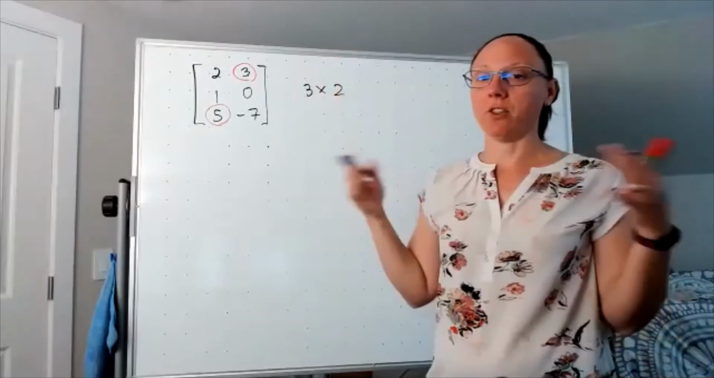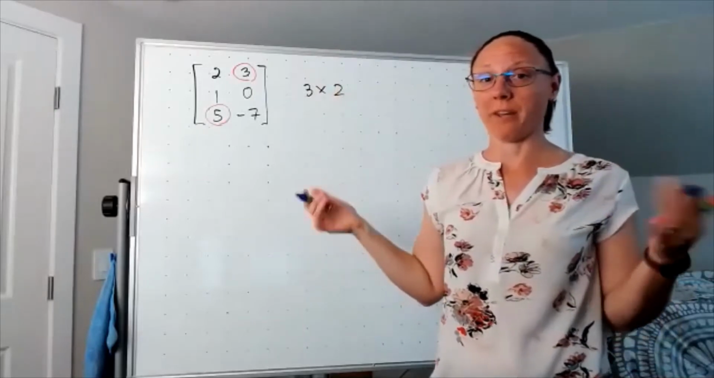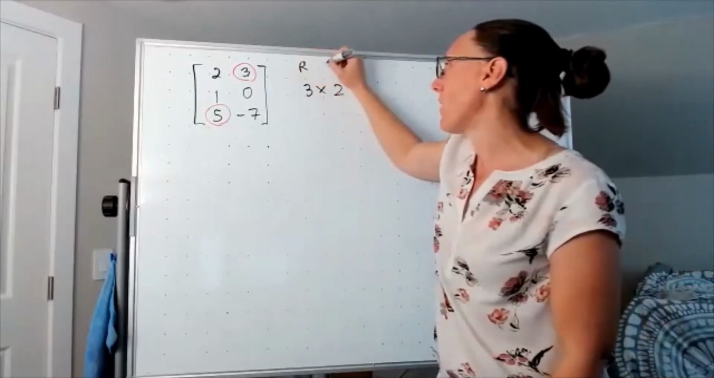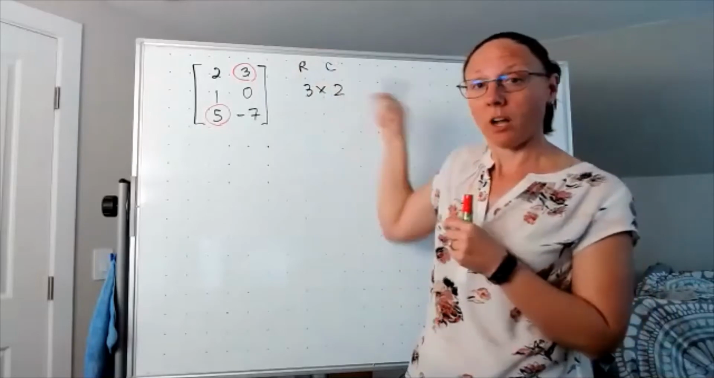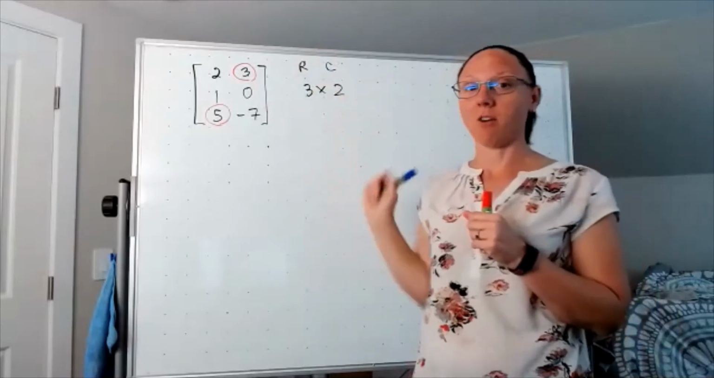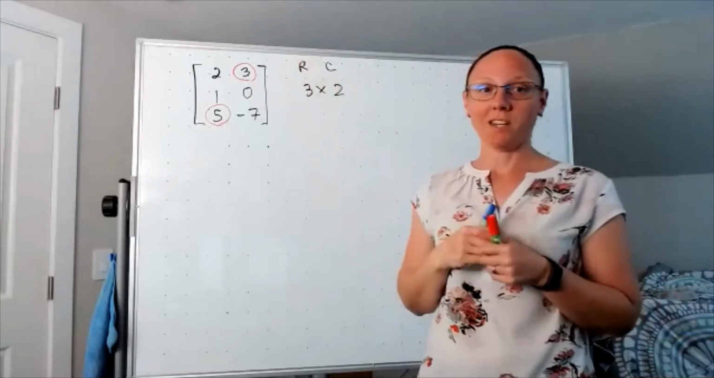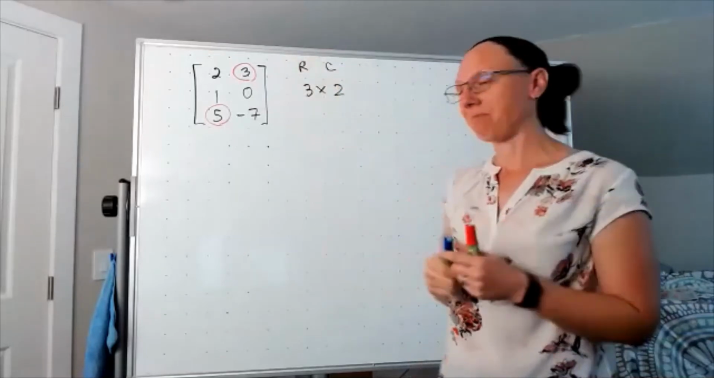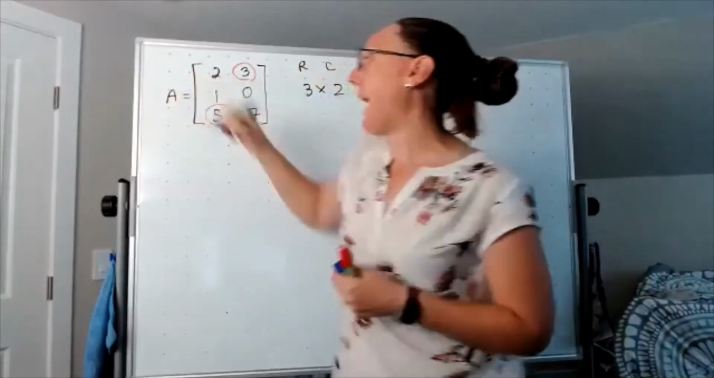Someone told me long ago, just as a way to remember this, that all matrices are Roman Catholic. So rows come before columns. I've also heard RC Cola. Matrices drink RC Cola. Whatever's going to help you to keep your rows before the columns when we're talking about dimension. So I'm going to let this be the matrix A.